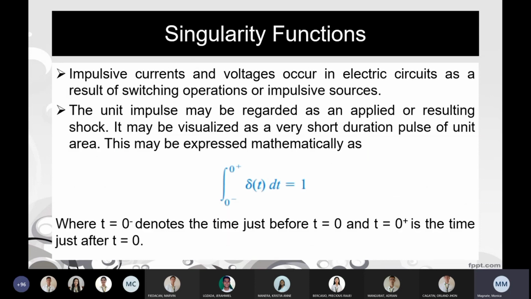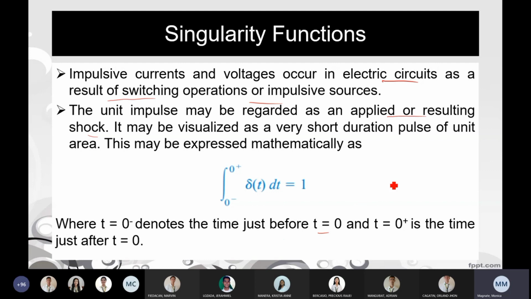Impulsive currents and voltages occur in electric circuits as a result of switching operations or impulsive sources. So, dun siya nag-occur. Unit impulse may be regarded as an applied or resulting shock. It may be visualized as a very short duration pulse of unit area. This may be expressed mathematically as the integral of delta of t dt equal to 1, where t is equal to 0 negative denotes the time just before t is equal to 0, and t is equal to 0 plus, the time just after t is equal to 0.